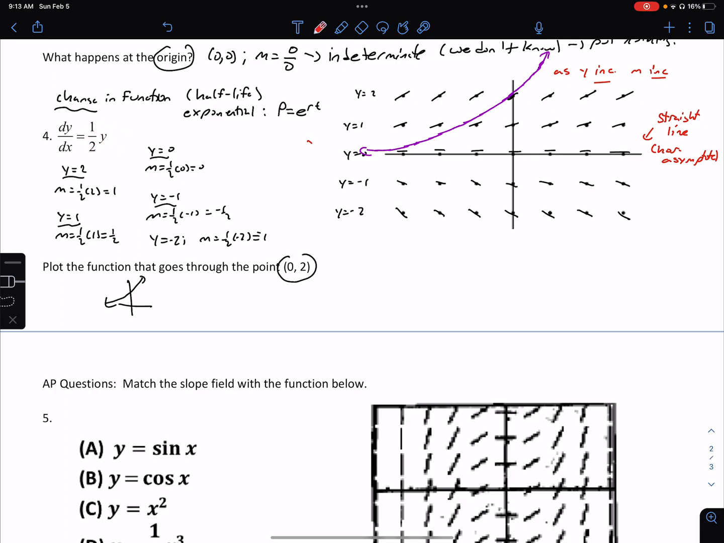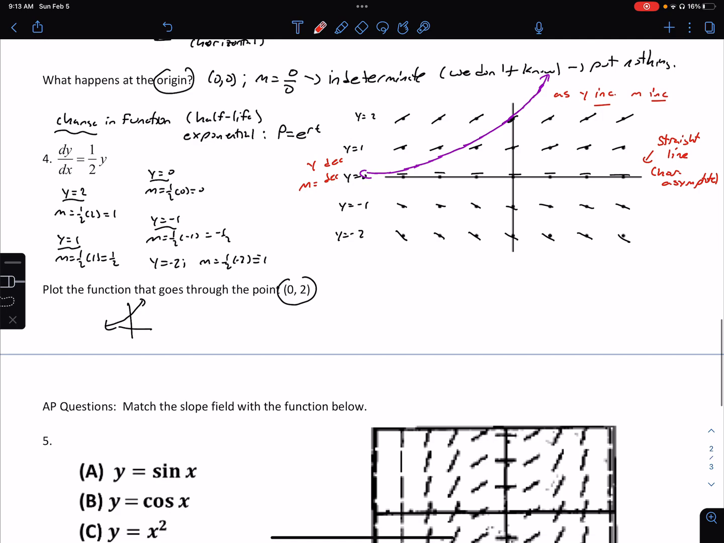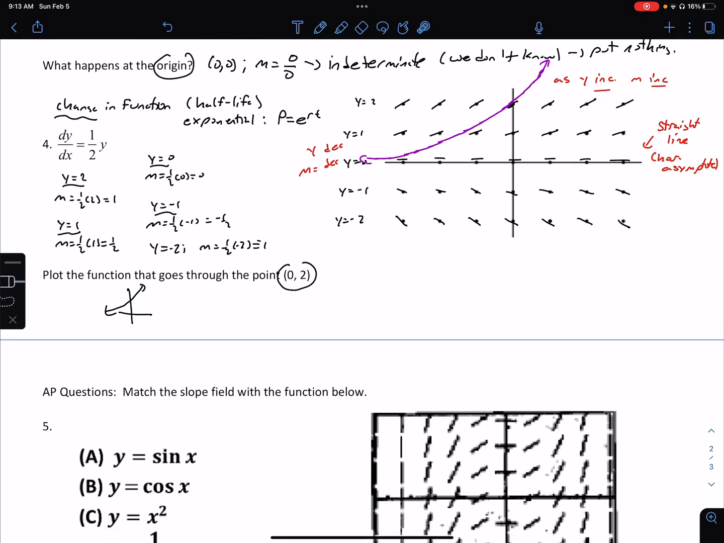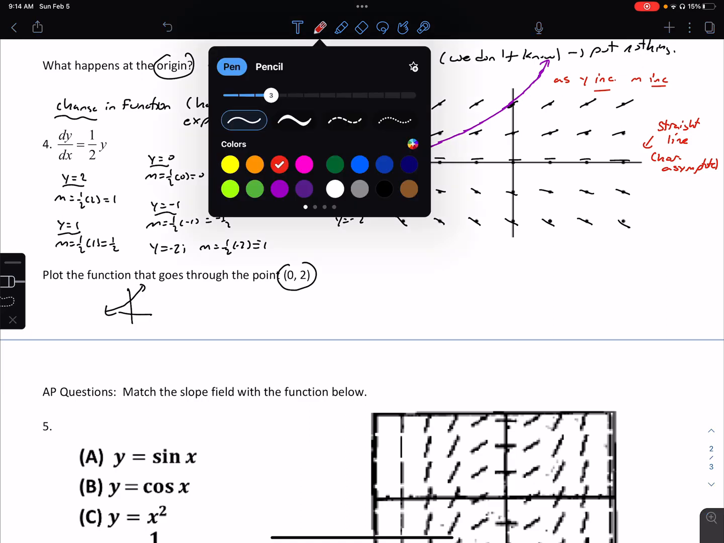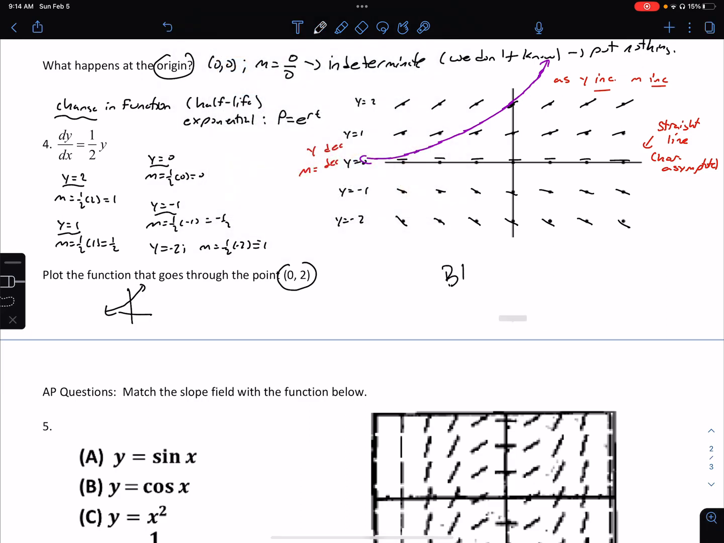Over here, as y decreases, my slope decreases. So as you notice, here my slope is very small, but as my y values are increasing, my slope is increasing. That is one of our definitions of an exponential model. That's really kind of cool. This one right here is big on the AP.